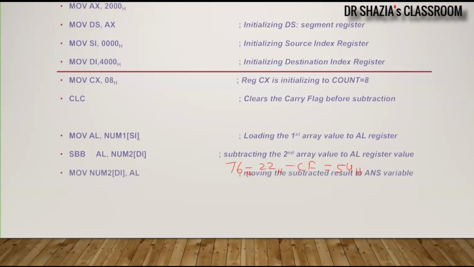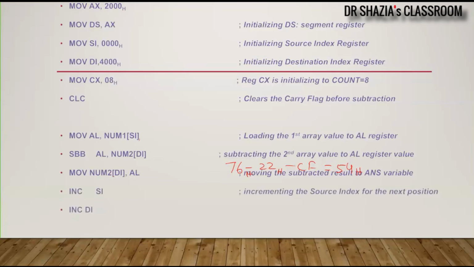Now I am done with the subtraction of the first byte of data and I need to store this result back in the memory location 24,000. So what I am doing, I am moving the content of AL, the result, back into num2[DI]. Till now my num2[DI] is pointing to the address 24,000. Yes. So the first byte of subtraction is complete now.